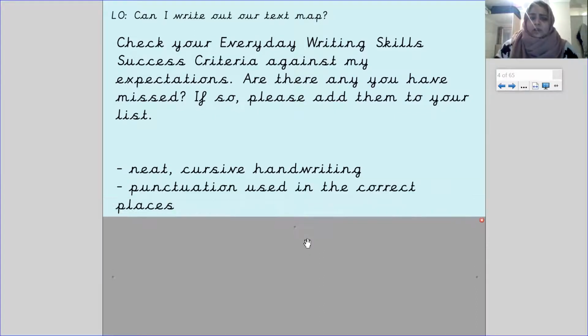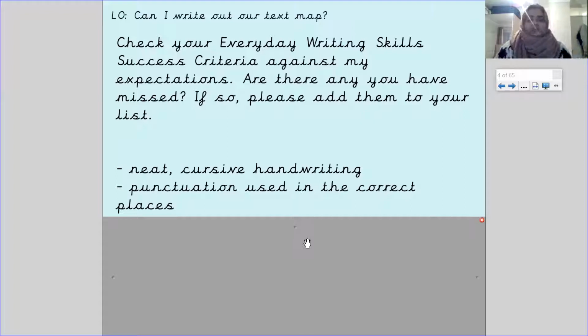Okay, now punctuation must be used in the correct places. So if you are writing a sentence, you need to make sure that it ends with a full stop if it is needed. If you are writing a question, you need to make sure that the end of your question is finished with a question mark. If you are giving a demand or a command, or you're writing a shouting word or a emotive word, you need to make sure you're using an exclamation mark.